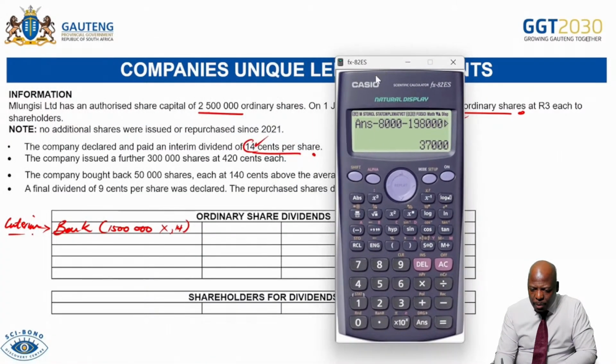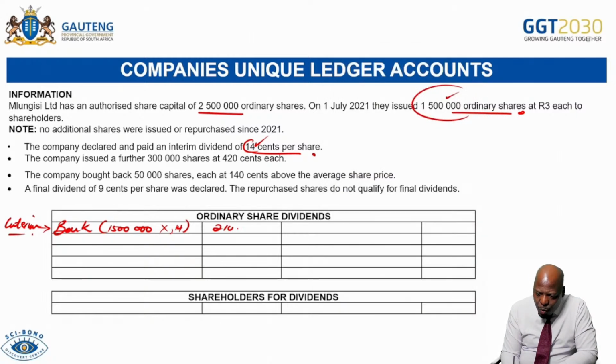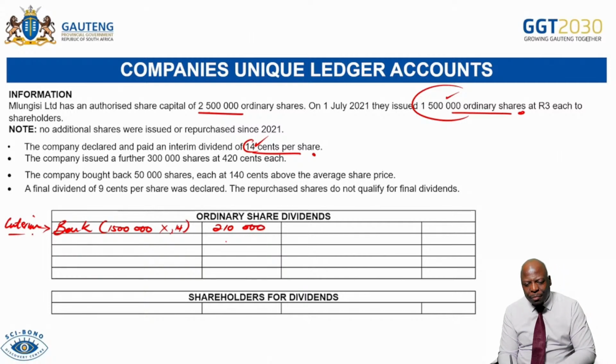Okay, so let's bring this on over here. It's going to be 1.5 million shares times 14 cents per share. That's going to give us 210,000. So we come here, it becomes 210,000. Okay, let's go on.